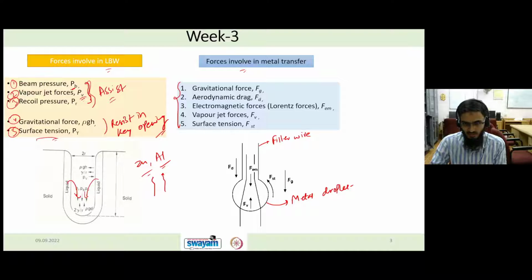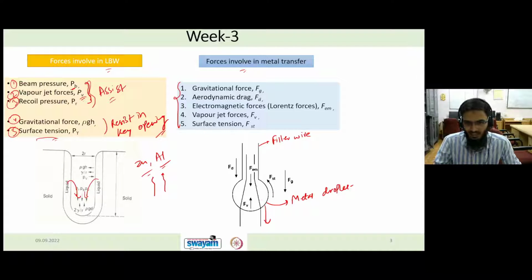As you can see, first of all, if you are doing downhand welding, that is, your base plate is on the ground and your hand is above that base plate, what will happen? The gravity will be acting opposite to the direction of your filler, and it will assist the detachment of this droplet. Due to gravity and mass effect, this drop will try to pull downwards and fall downward.